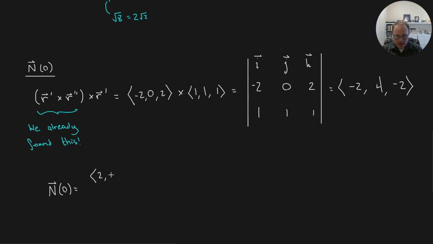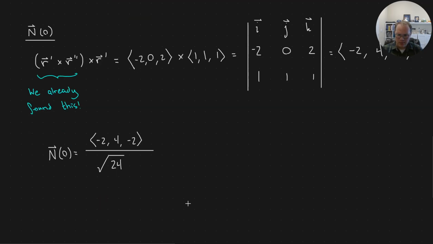So that's -2, 4, -2. I'm going to normalize it. So I'm going to take the square root of the sum of the squares. -2 squared is 4. 4 squared is 16. -2 squared is 4, so that's 4 plus 16 is 20 plus 4 is 24. Okay, root 24. Root 24, we can simplify that a little bit. Root 24 is 4 times 6. And since the square root of 4 is 2, I get 2 square roots of 6.